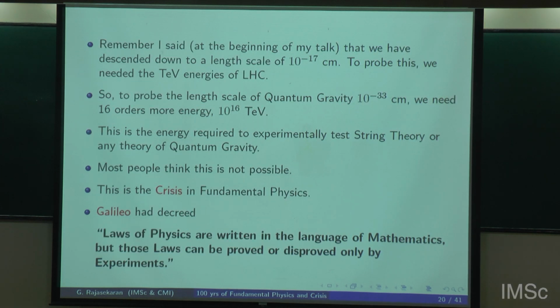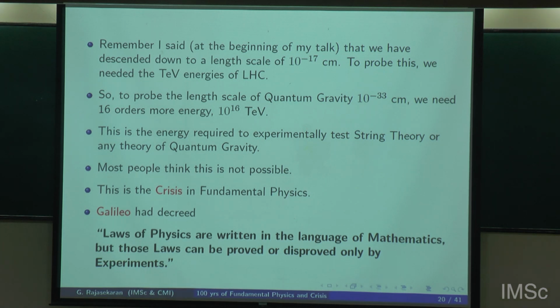Remember, I said at the beginning of my talk that we have descended down to a length scale of 10^-17 centimeter. To probe this, we needed the TeV energies at the Large Hadron Collider. So to probe the length scale of quantum gravity, namely 10^-33 centimeter, we need 16 orders more energy, namely 10^16 TeV. This is the energy required to experimentally test string theory, or for that matter, any theory of quantum gravity. Most people think this is not possible. This is the crisis in fundamental physics which I mentioned in my title.